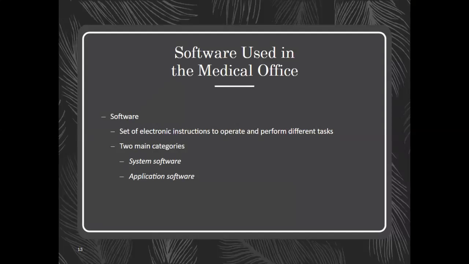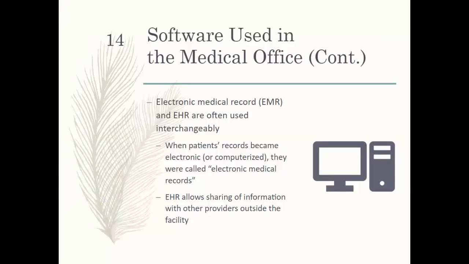Software used in the medical office. A set of electronic instruments to operate and perform different tasks. Two main categories are system software and application software. Electronic medical record, which is your EMR, and EHR are often used interchangeably. When patients' records become electronic or computerized, they were called electronic medical records. EHR allows sharing of information with other providers outside the facility. So look at the difference between EMR and EHR.